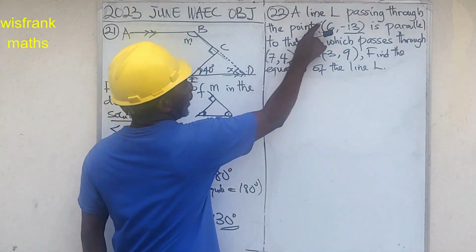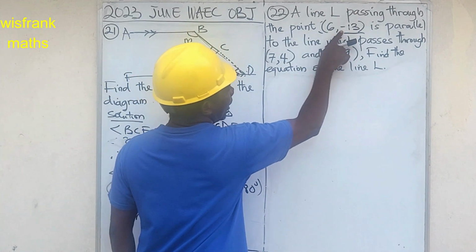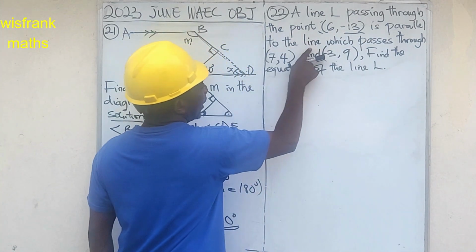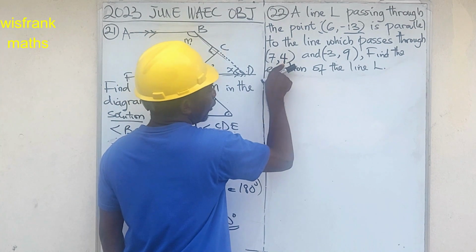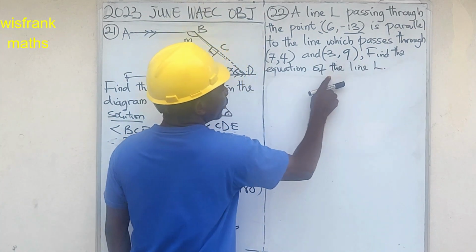Number 22: a line L passing through the point (6, -13) is parallel to the line which passes through (7, 4) and (-3, 9). Find the equation of the line L.